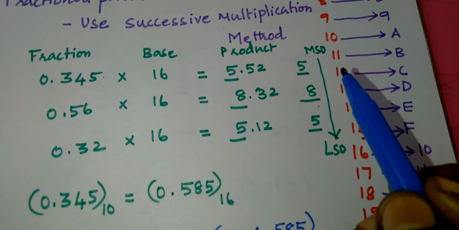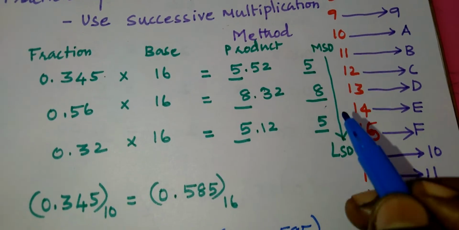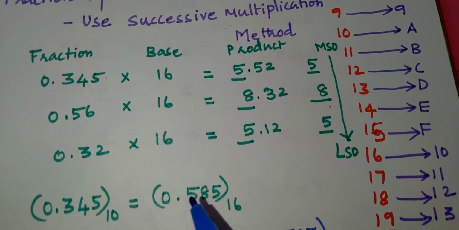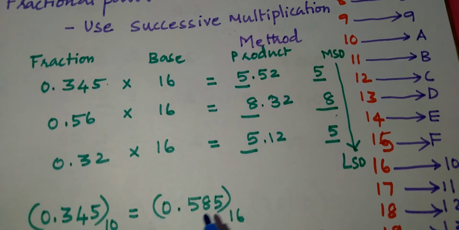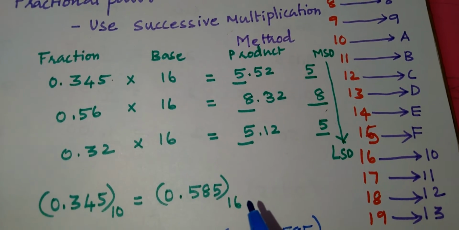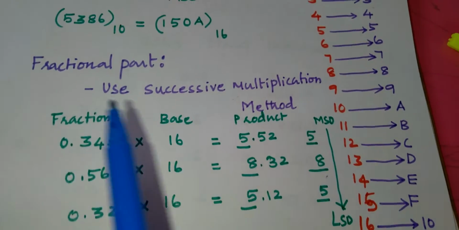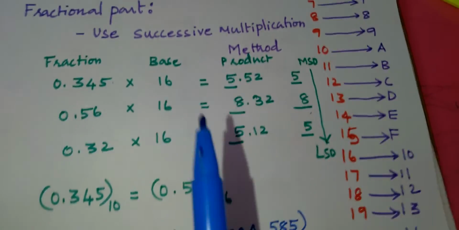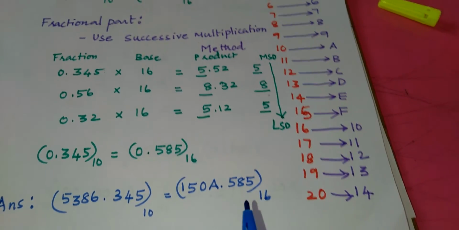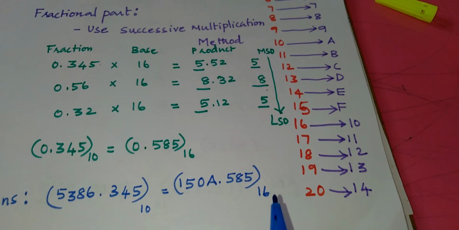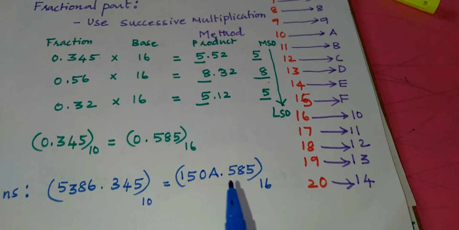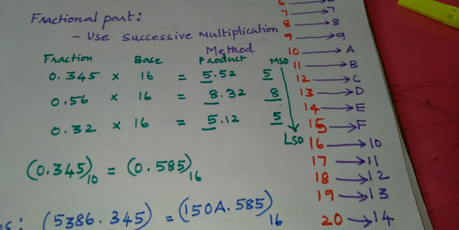While writing the answer, follow the direction from top to bottom as 0.585, and this is the hexadecimal number for the fractional part. Combine the integer part and fractional part answers, and you will have the answer for this decimal number. Now the decimal number is converted into hexadecimal code.